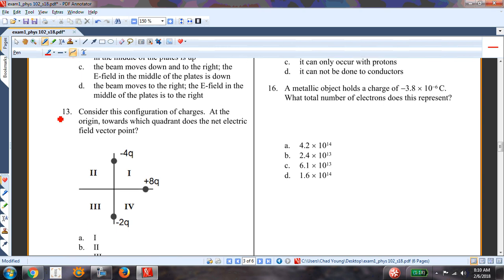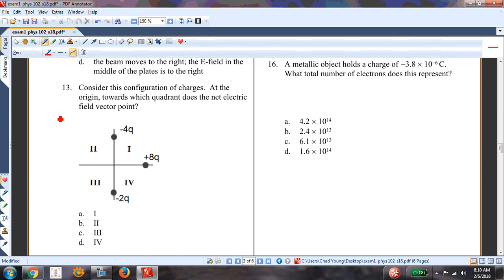Consider this configuration of charges at the origin. Towards which quadrant does the net electric field vector point? Well, imagine my positive test charge there and ask ourselves what is the direction of the electric field or the force that acts on that positive test charge, and then that's the direction of the electric field. And let's try to draw these vectors with appropriate lengths.